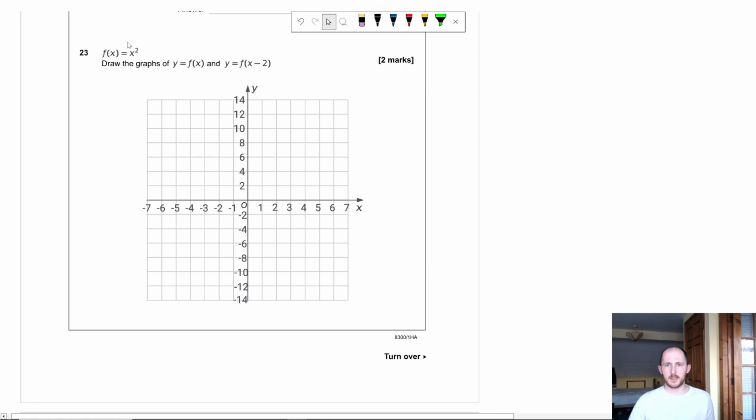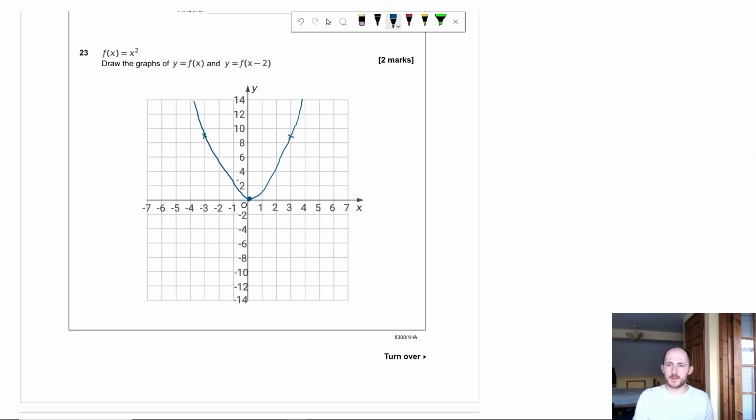Fancy. f of x is equal to x squared. Draw the graphs of y equals f of x and f of x minus 2. So for f of x, then we're going to have something pretty simple. If we start with, let's say, 3 here, we're going to have 3 back up to 9 here. So it's something that's very steep. It goes something like this, and it touches the x-axis at the origin here, okay?